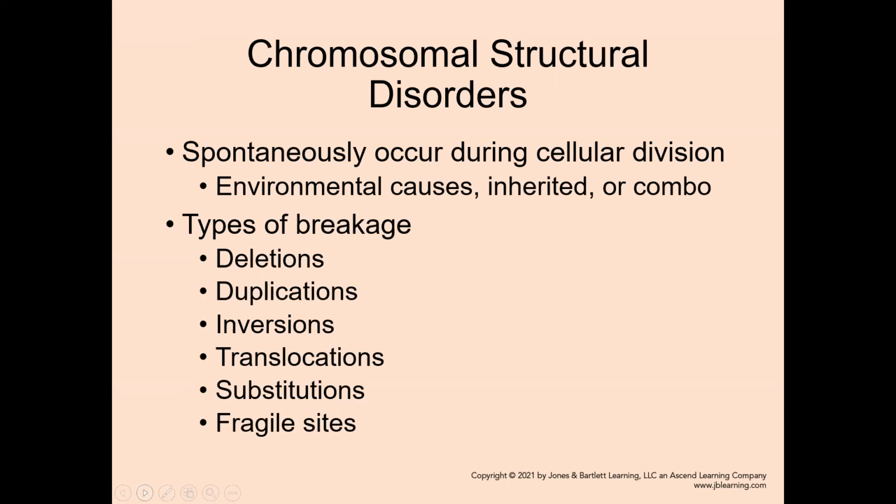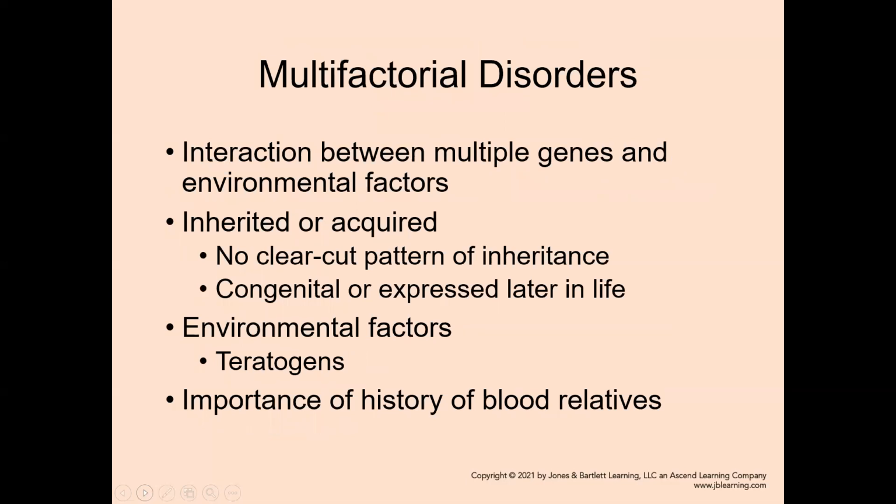Chromosomal structural disorders is where there is some kind of error in cellular division, again, with environmental causes, inherited causes, or a combination of those, and there are different ways that can happen. Multifactorial disorders are when there is an interaction between multiple genes and environmental factors. And again, these are the most common. Sometimes they're inherited or acquired. Sometimes there's no clear pattern of inheritance, and sometimes they appear early or later in life.